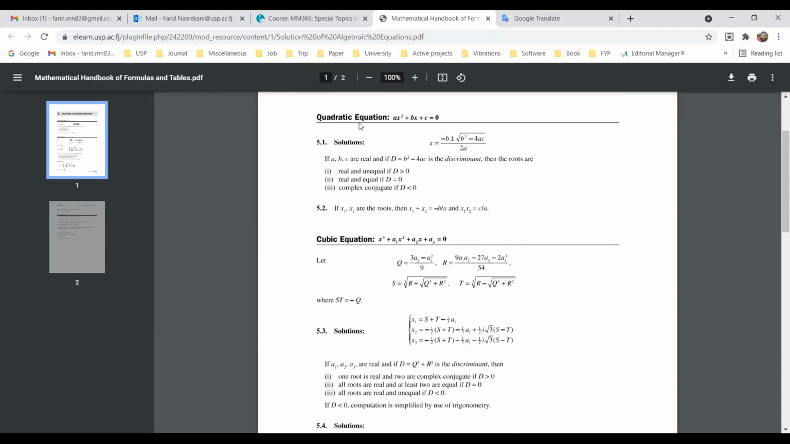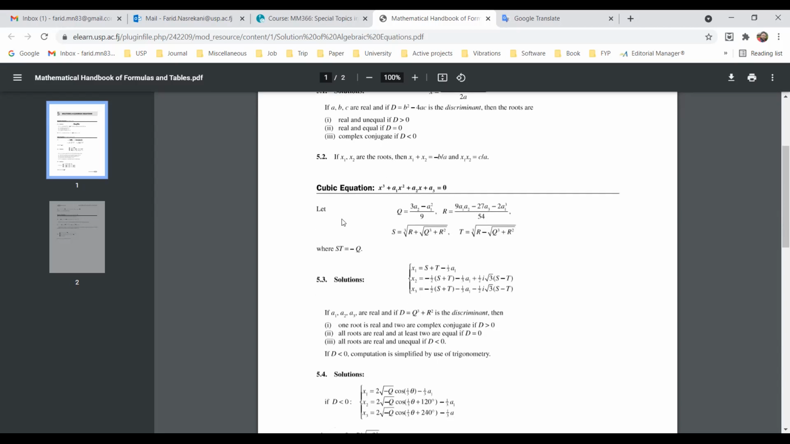The first part that you need is the quadratic equations, alpha x squared plus bx plus c, equal to 0. The solution for this equation using the delta method, you can easily use this formula. We need to obtain delta, which is b squared minus 4ac. b is the coefficient of x, a is the coefficient of x squared, and c is the constant part. So you can use this equation to obtain the roots of the equation.